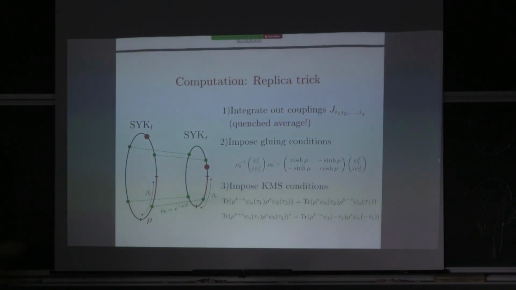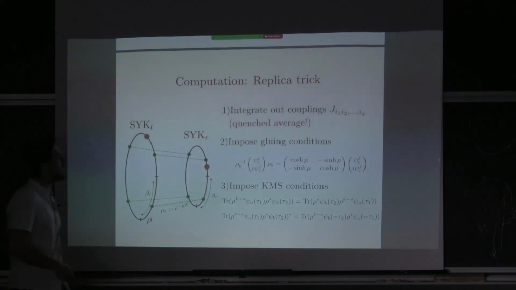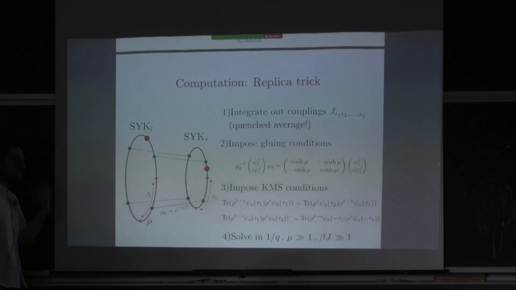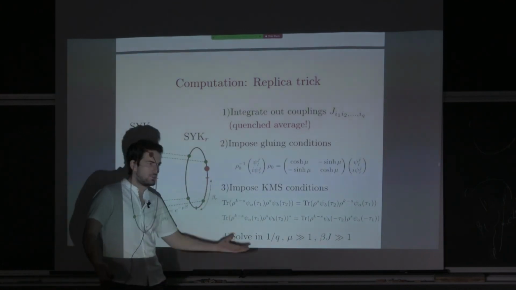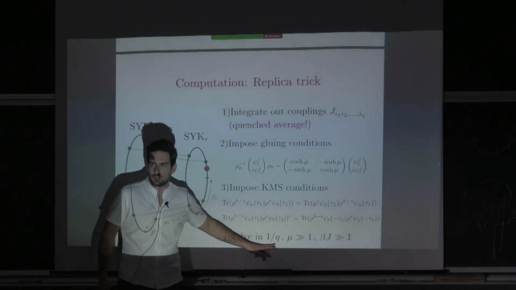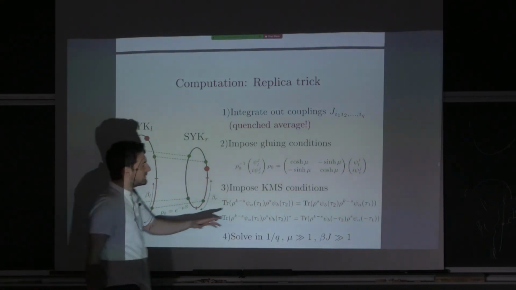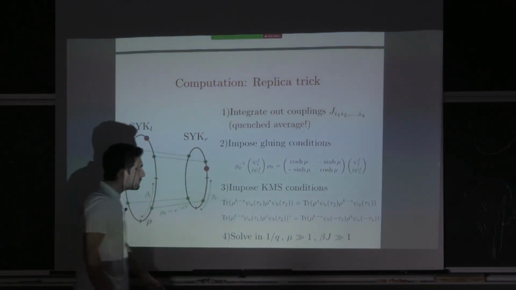And then there are some global boundary conditions related to the periodicity of these guys. So you set everything up and then you solve the differential equations in an approximation. The approximation is that you have to take large N, of course. You have to work in 1 over q perturbation theory. You have to take beta J, the temperature of this SYK, to be large.